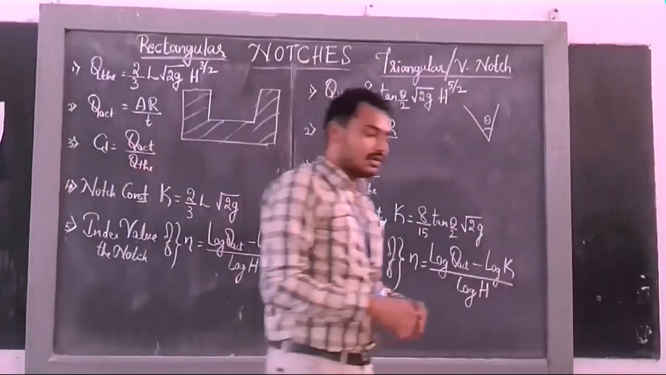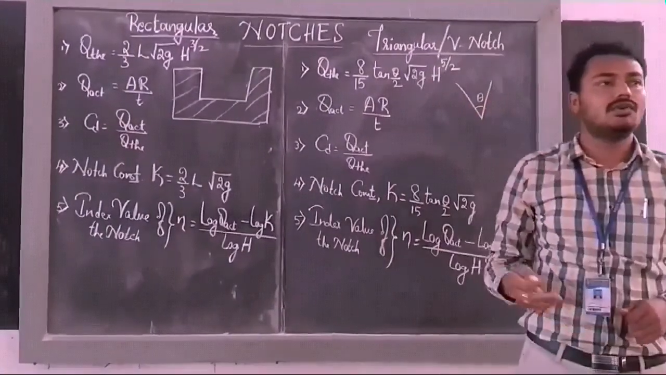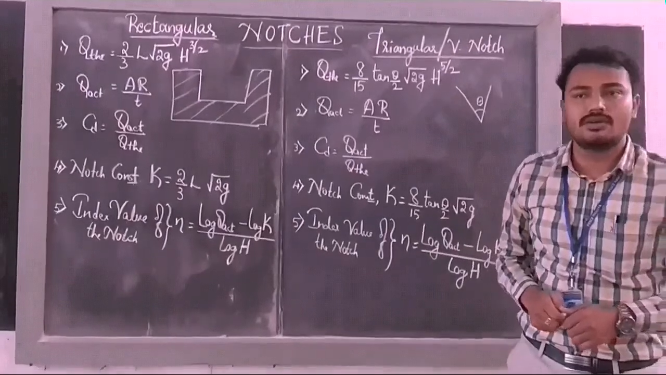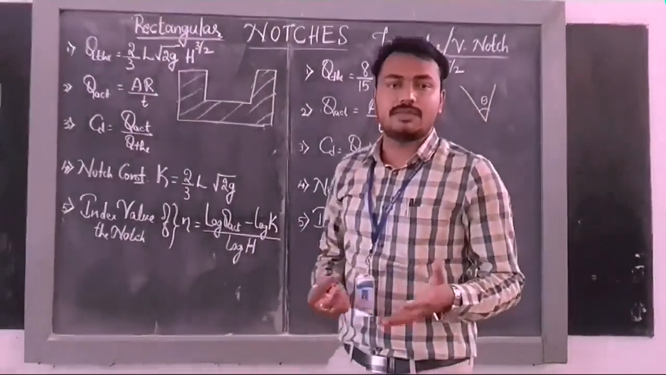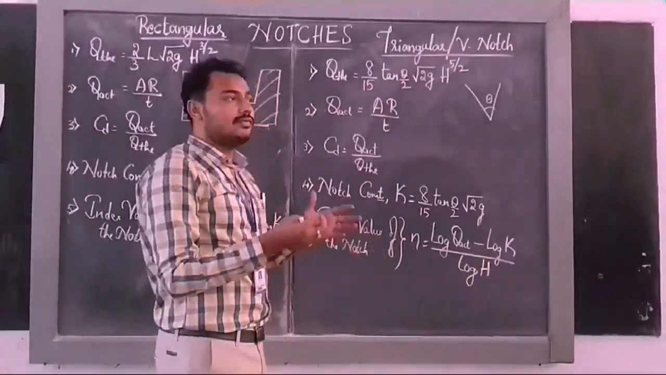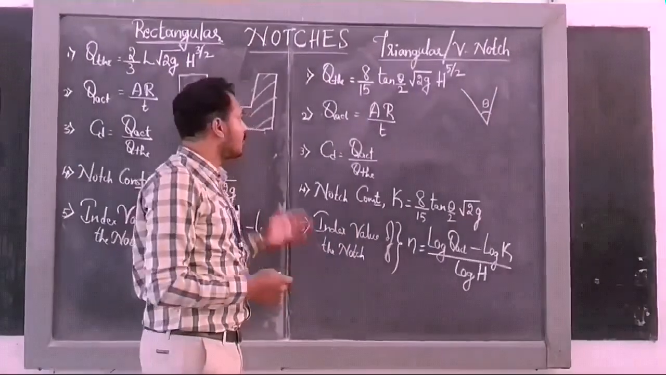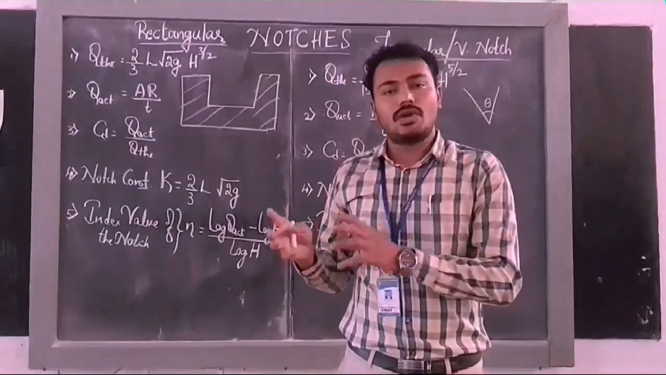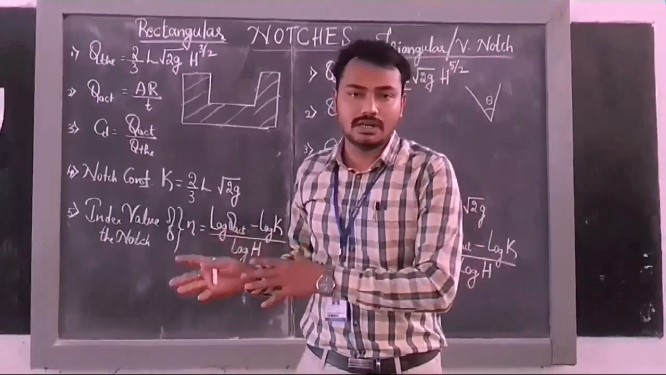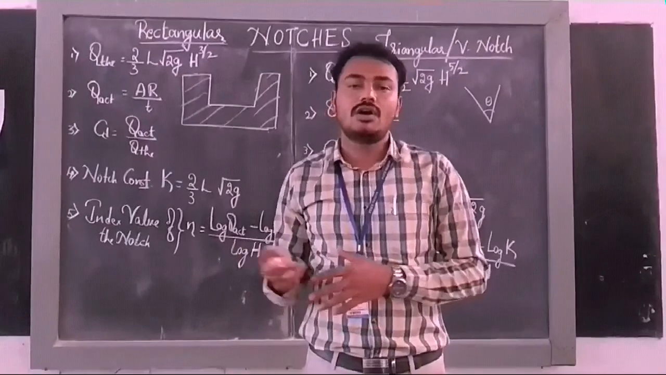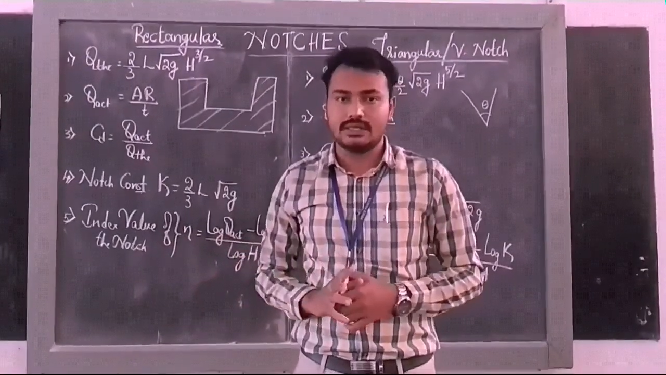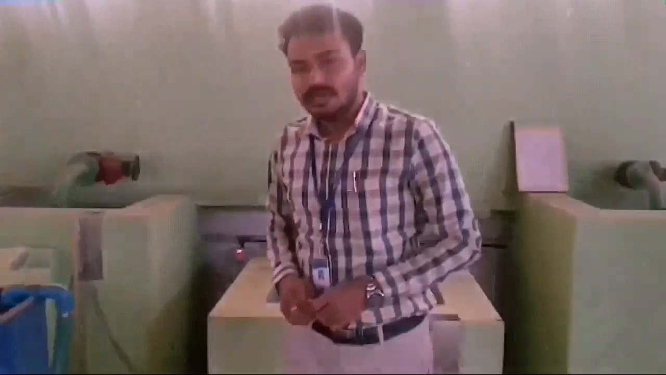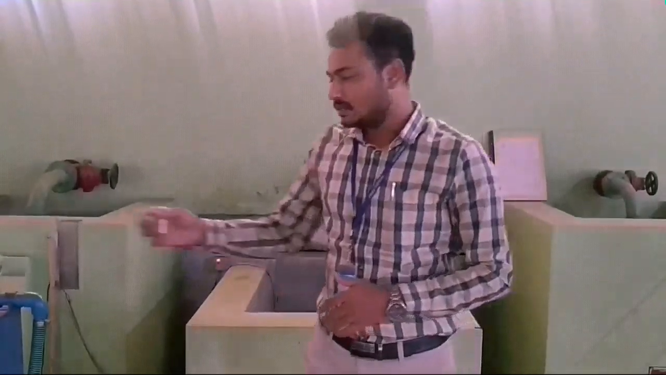And these notches are always employed wherever a small discharge is coming out, like gutters, for example. Or in any channels, if the discharge is very low, then we can employ these kinds of notches, and we can estimate the amount of water which is flowing in that particular stream or channel, or in case of any gutters, etc.